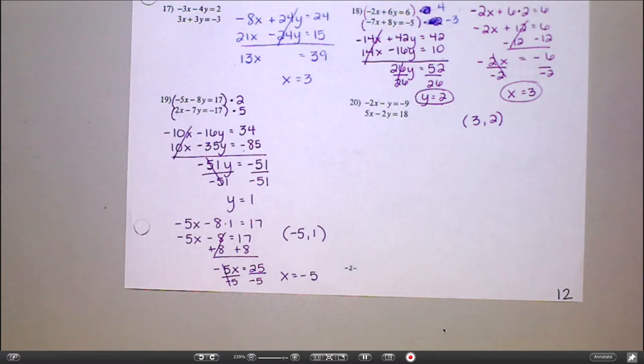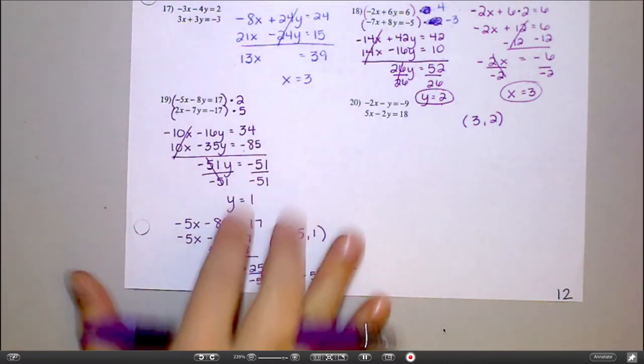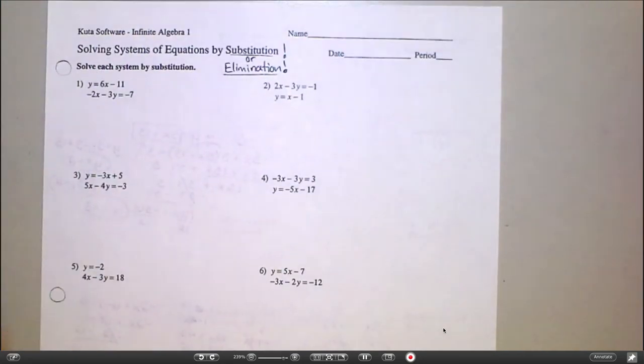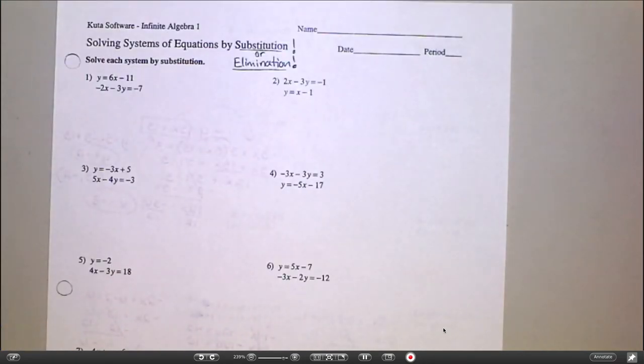If there's one more. Yep, Laura? Number 2? Sure. Okay, looking at number 2, I would probably go with substitution. What about that problem makes me think substitution? The y equals. Yeah, I've already got y by itself, which is what I like to have for substitution. So if that's already done for you, that's kind of a no-brainer.